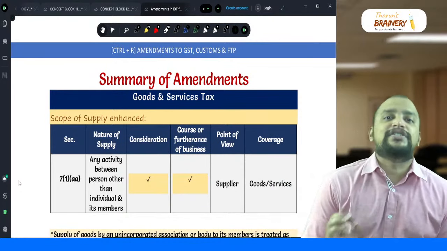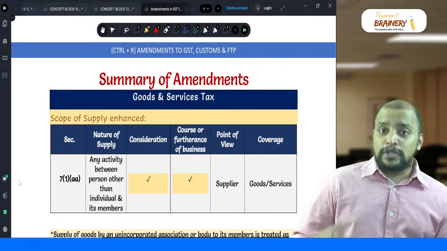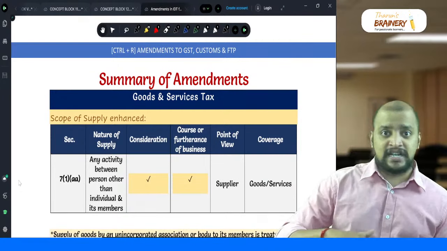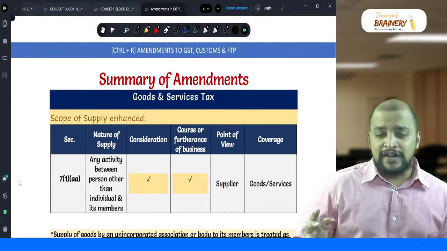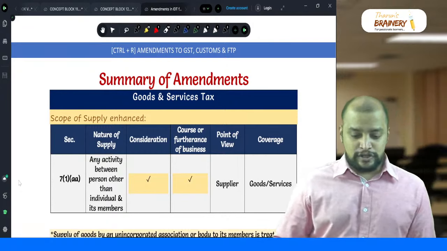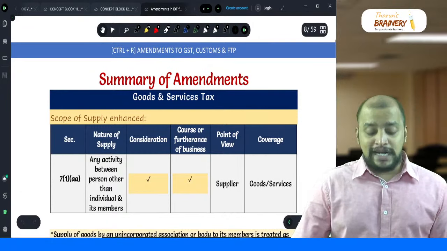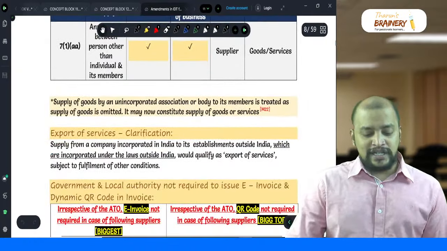So any activity or transaction by a person other than an individual to their members, and vice versa, members providing services to the person, is also covered, but it should be for a consideration and of course in the course or furtherance of business. Then it will become supply under section 7(1)(aa). So this is a new one that is added.